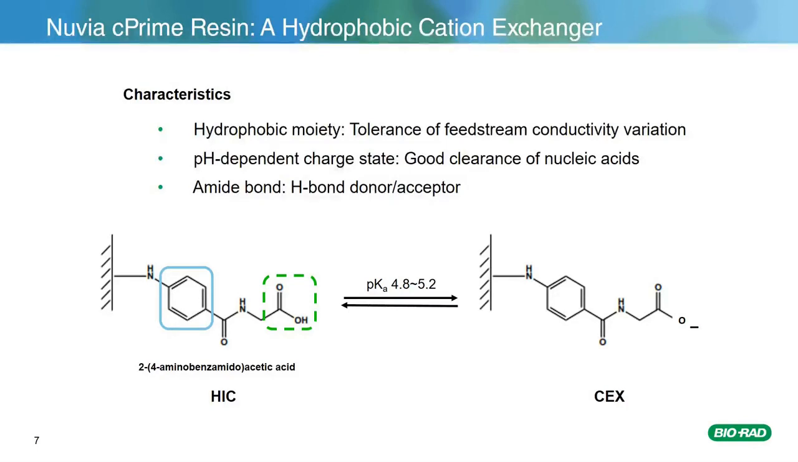At pH higher than 5, the carboxyl groups will be ionized and electrostatic interactions become dominant. We can use the resin just like a cation exchanger. In either way, this resin offers good clearance of whole cell nucleic acids. There is also an amide bond in the ligand structure. It can serve as hydrogen bond donor or acceptor, providing an additional mechanism to engage biomolecules.